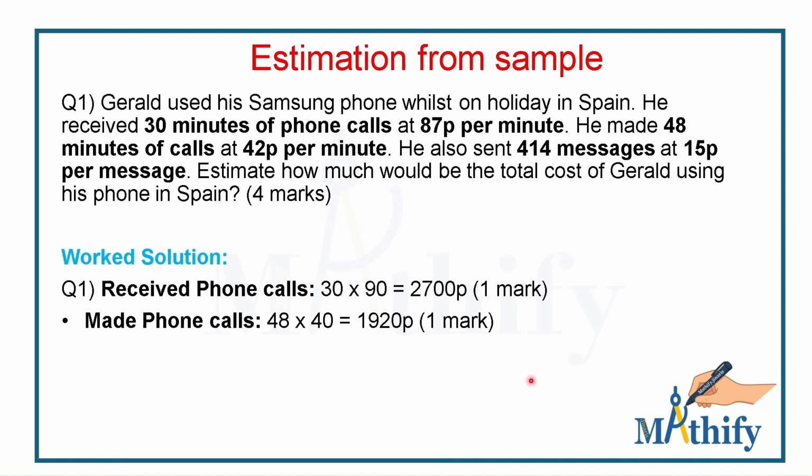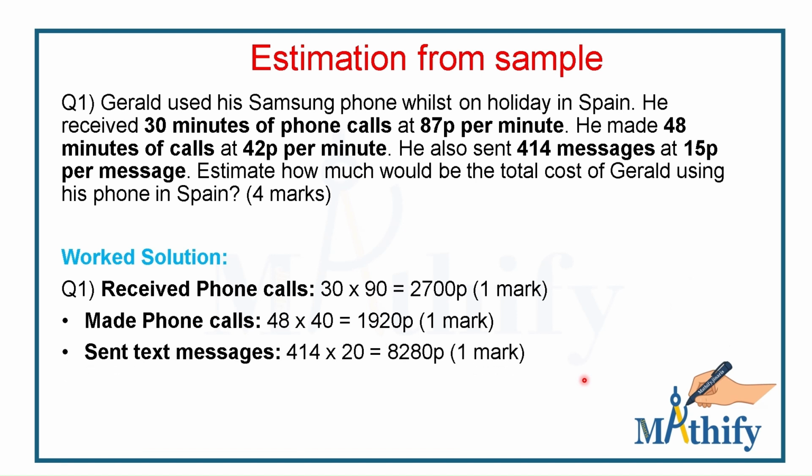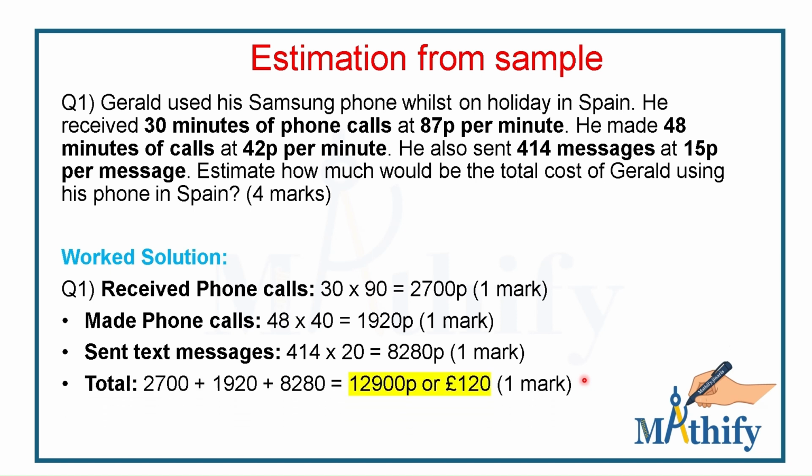That's your second mark. Next we work out the number of messages. 414 times 20, 20 because our 15p has been rounded up. And that will give us 8280p. That's your third mark. To get the final mark, we just add all of them together. That will give us 12,900p or £129. So these are your 4 marks secured.